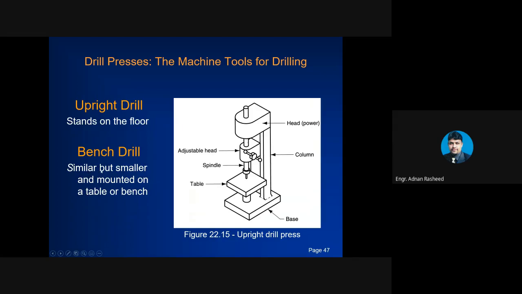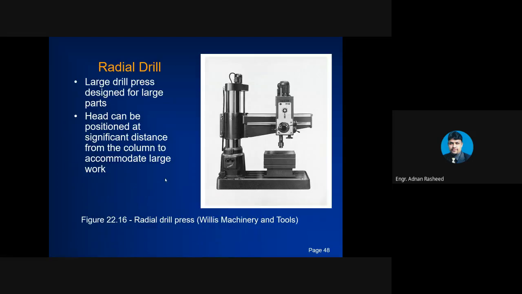Bench drill machines are similar but smaller and mounted on a table or bench. These are the radial drill press. You can see this is a radial arm which can be rotated around its column, and there is a head in which you can mount a twist drill, and this can be moved in or out. So this is a large drill press designed for large parts. The head can be positioned at a significant distance from the column to accommodate large working tables. So this head can be positioned from this to this, anywhere according to your required working operation.